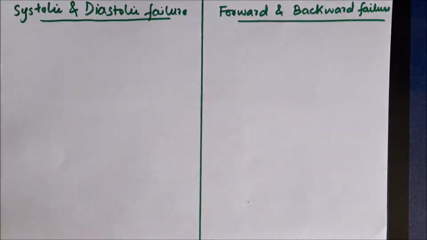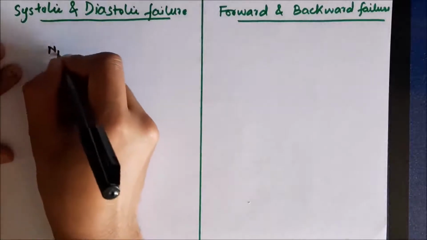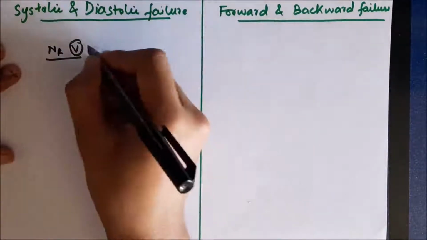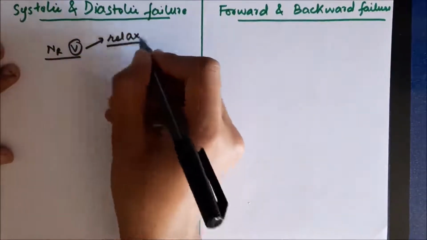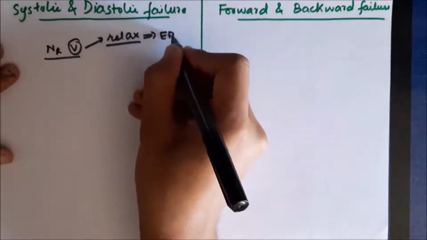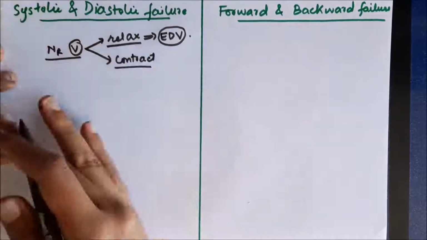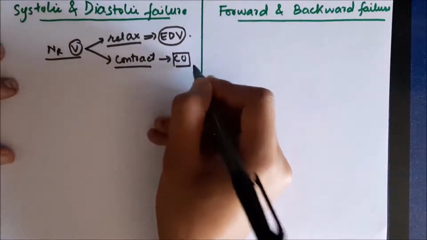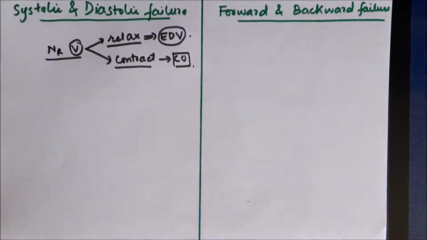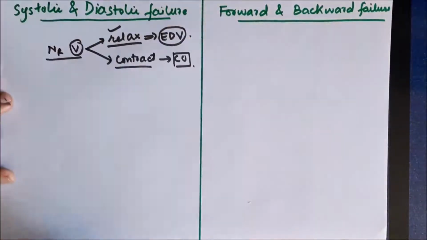Now, there are some other terms associated with heart failure which we must know. So let us have a discussion of systolic and diastolic failure. As we know, the normal ventricles should be able to relax properly. It means they should be compliant enough to receive enough end diastolic volume and to pump it out. Normal ventricles should also be able to contract and pump out the blood to maintain enough cardiac output. So this should be the function of a normal ventricle.